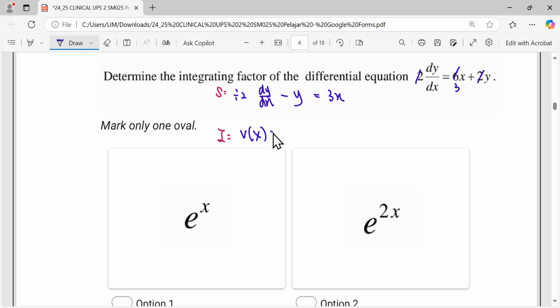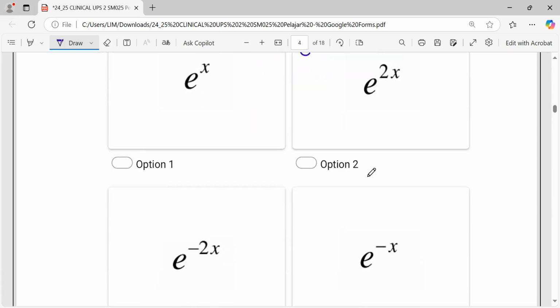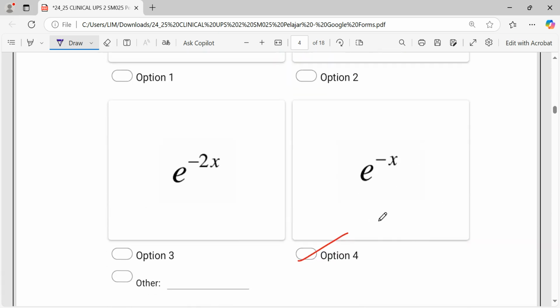Integrating factor is e to the power integrate P(x) dx. What is P(x)? P(x) is the coefficient of the y term here. So from here, P(x) is negative 1. Therefore, we are going to integrate negative 1 in the position of power. When you integrate the constant negative 1, you get negative x. So our integrating factor will be e to the negative x. So here we have our option.